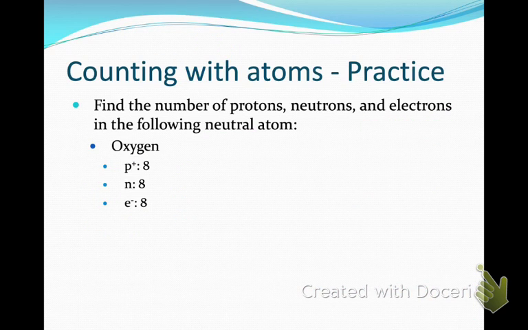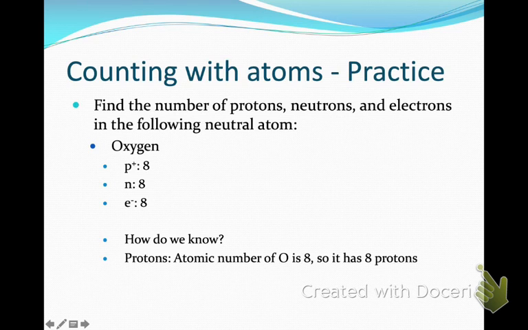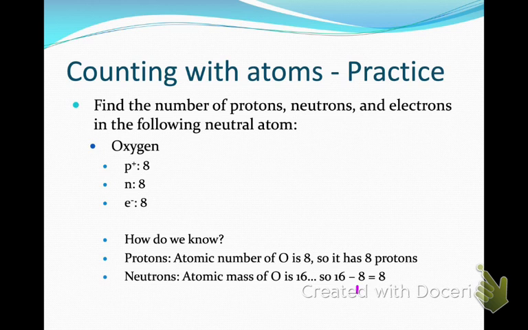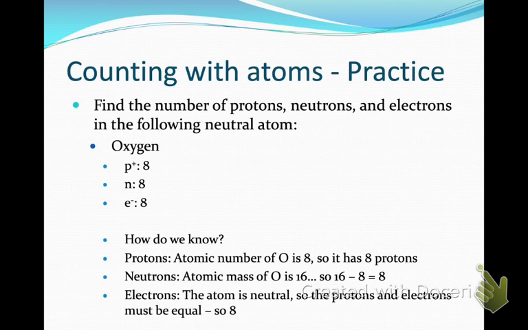All right, so if I'm looking at these, we said protons, neutrons, and electrons were all 8. And let's recap here how we know that. Okay, how do we know the number of protons? Since the atomic number of oxygen is 8, it has to have 8 protons. My neutrons, if my atomic mass of oxygen is 16, and I take away my number of protons from that atomic mass, that leaves me with 8 neutrons. And my electrons, it says my atom is neutral, so protons and electrons must be equal, which is how we got 8 on that one as well.